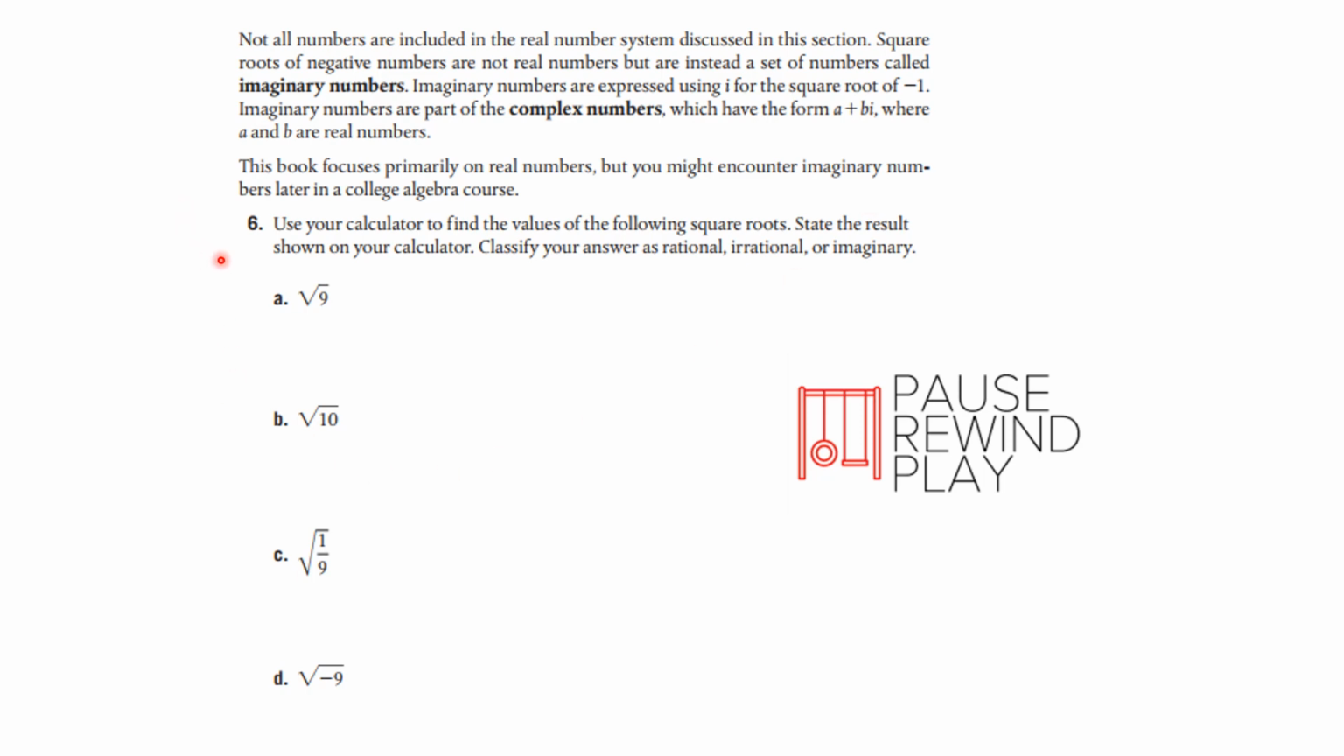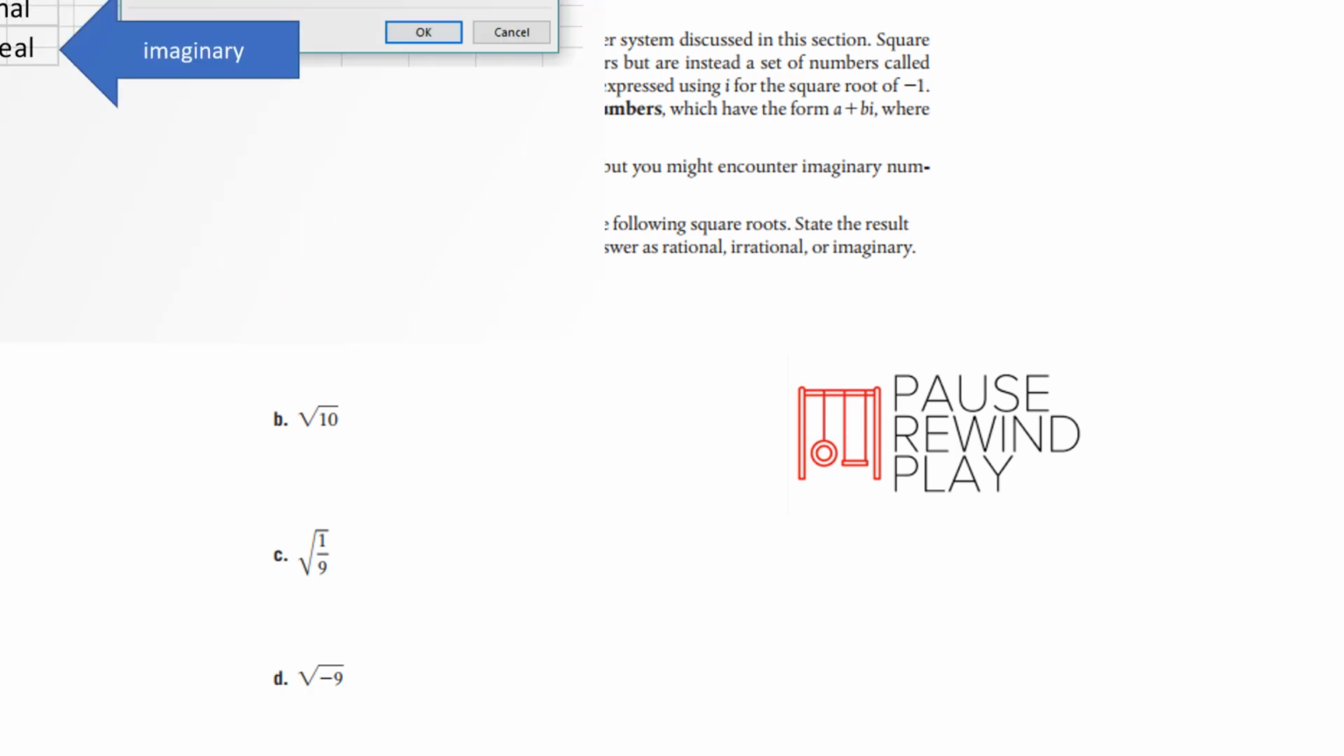So here it says use your calculator. I'm suggesting that you use Excel to find the value of the following square roots and state your results on the calculator and classify each answer as rational, irrational, or imaginary. So here's the problem. This means square root of 9. Those are all square root symbols. So I'm going to ask you to pause. And now let's see how you did.